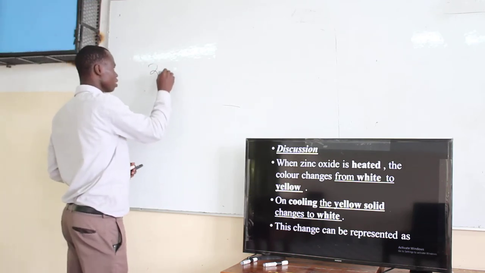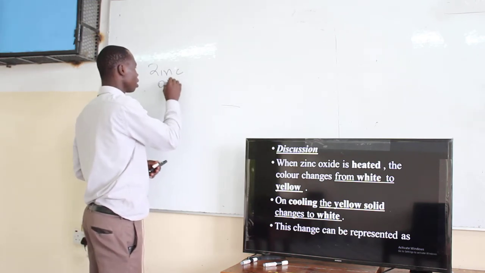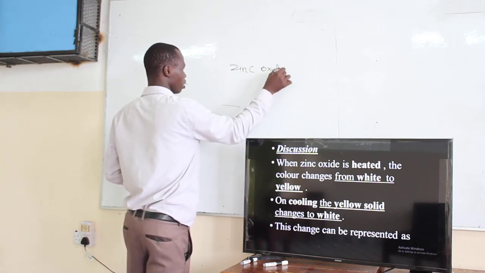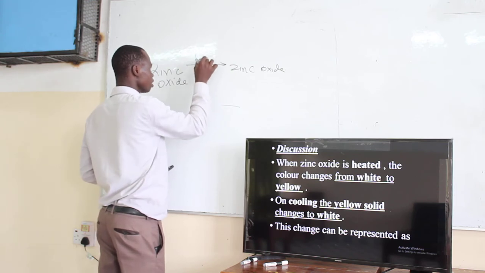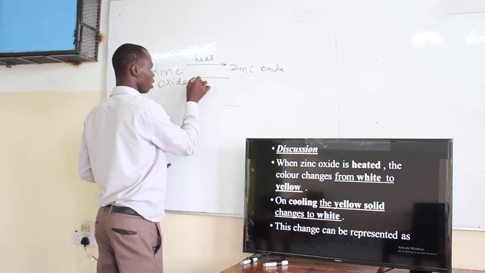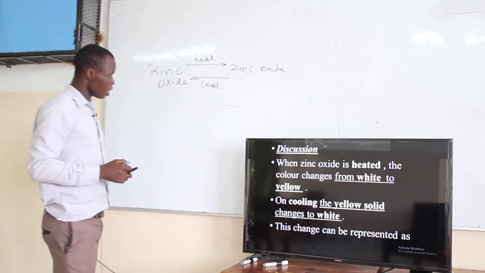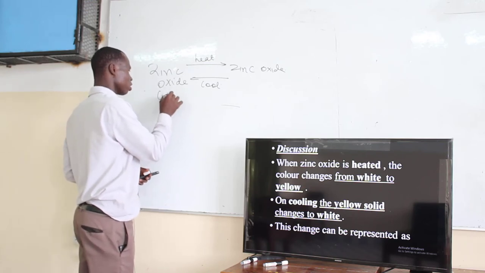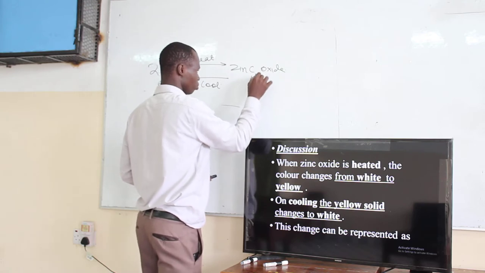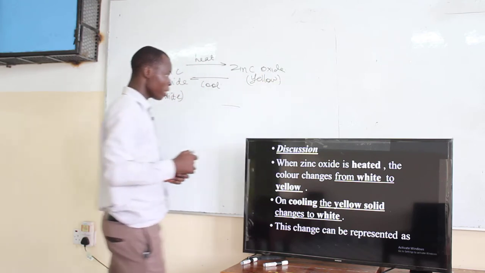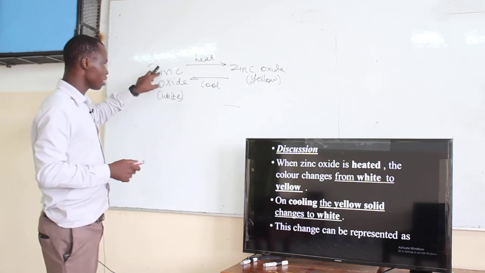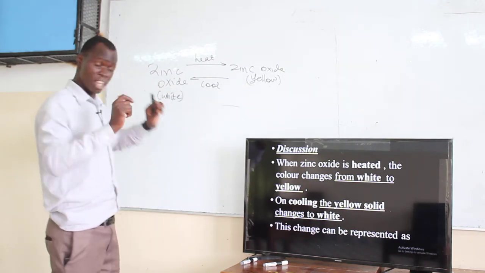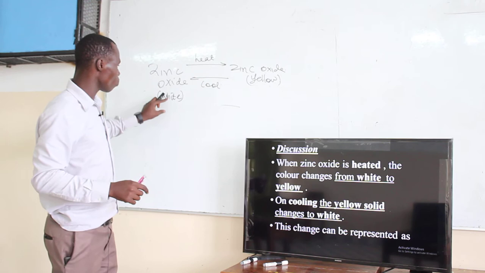So we have zinc oxide. Then you heat zinc oxide. Then when you cool zinc oxide, it is basically white. Now what happens is that when you heat zinc oxide, the color changes from white to yellow. It remains zinc oxide, yes, but the color just changes from white to yellow.